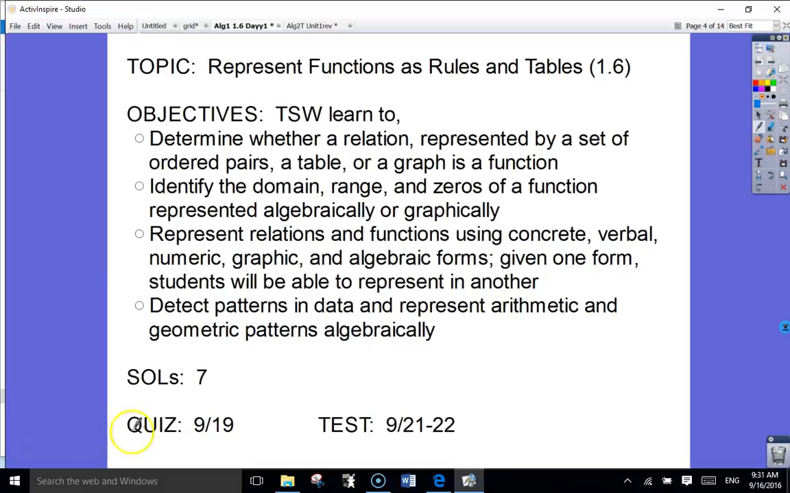And how many slides we got today? It says 14, but the quiz was in there and I added a blank slide.